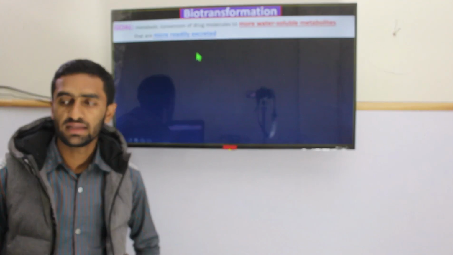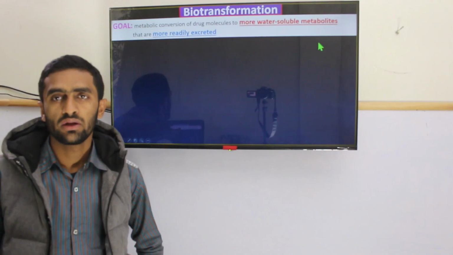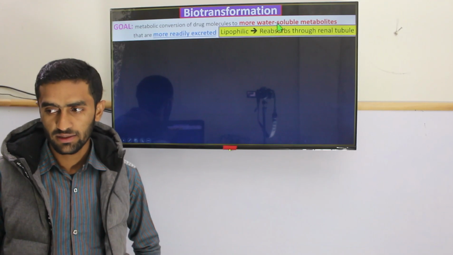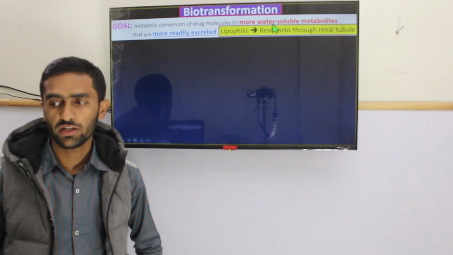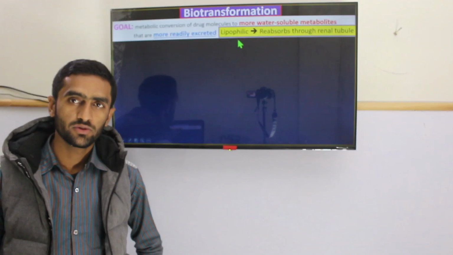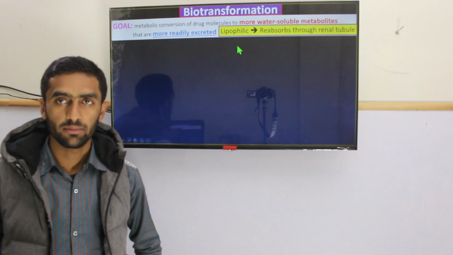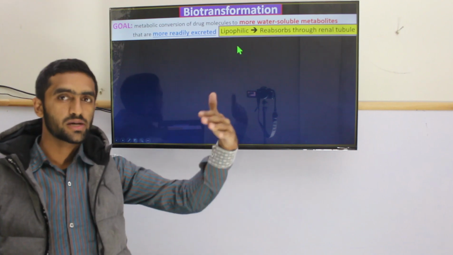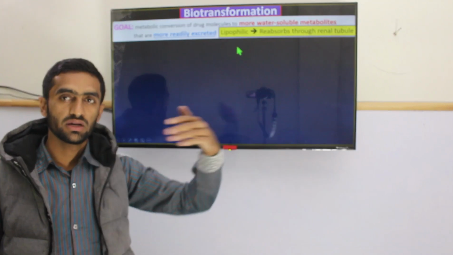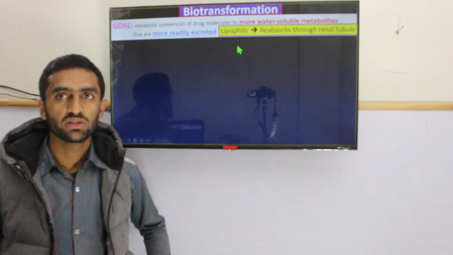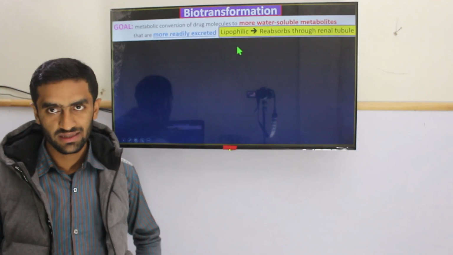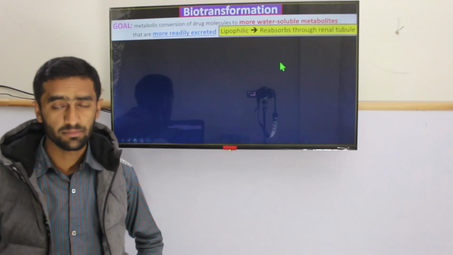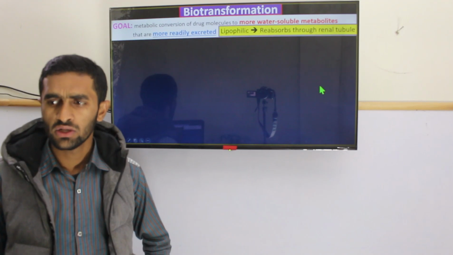So by making them more water soluble, what will happen to the drug? Why are we making them more water soluble? Because if it's lipophilic, it has the ability to absorb, same thing for reabsorption. If it's lipophilic, it can absorb at the intestine level. If it goes to the kidney, in the renal tubule, especially the distal tubule, it can reabsorb. So for the excretion, the best way is with more water soluble metabolites.